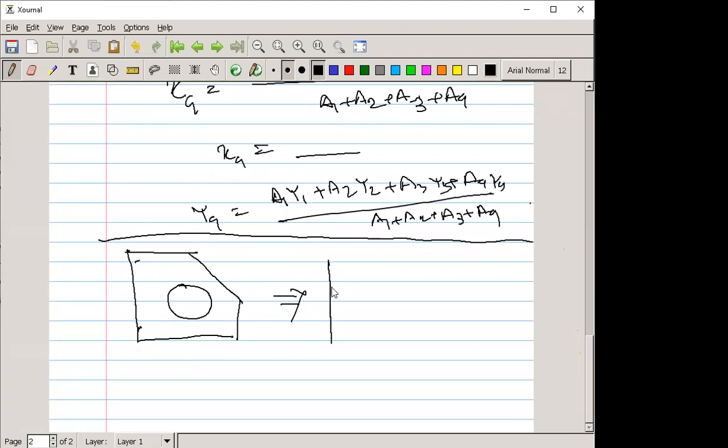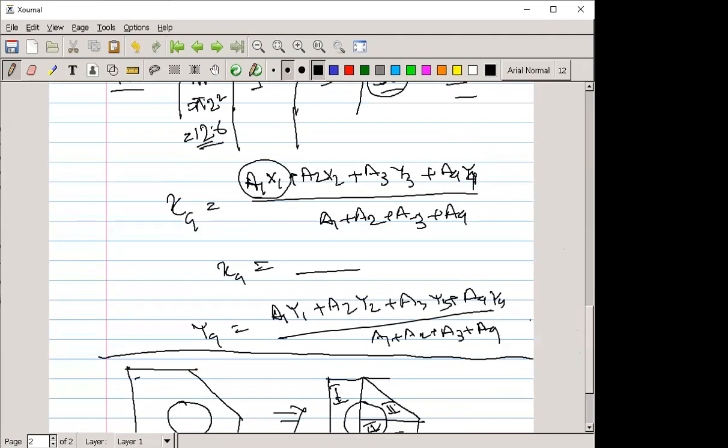Consider this is your first element, this is your second element. Element 1, element 2, element 3 and element 4, right? So 1 plus 2 plus 3 minus 4. Sorry, one thing: here it should actually be minus, because it is deducted, so here also it is minus.